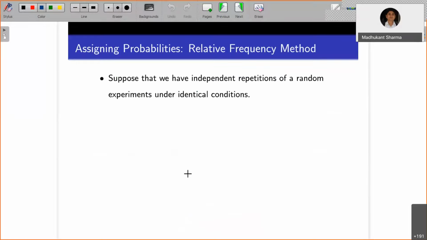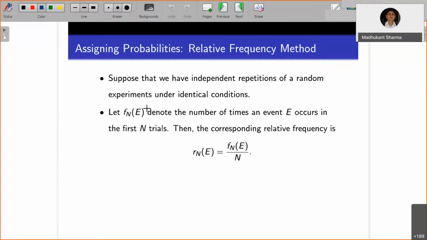Okay, now we are going to address the relative frequency method after this. The relative frequency method is not favorable to many mathematicians, because of something that we will understand. Suppose that we have independent repetition of a random experiment under identical conditions.